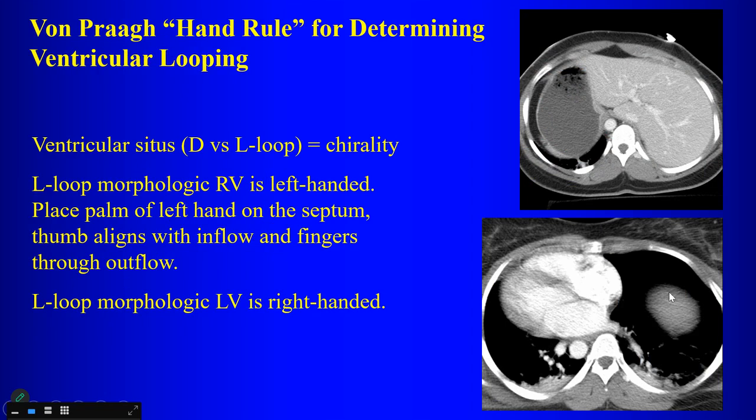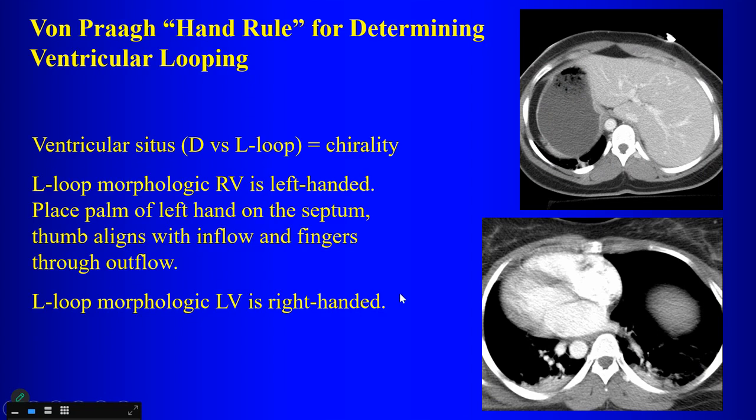Now, when we look at the abdominal organs in this patient, we see what? Situs inversus. So here are the atria. This atrium we would expect to be what? Morphologic right atrium. This atrium we would expect to be the morphologic left atrium. I'll tell you that this is a morphologic right ventricle, and that is a morphologic left ventricle.